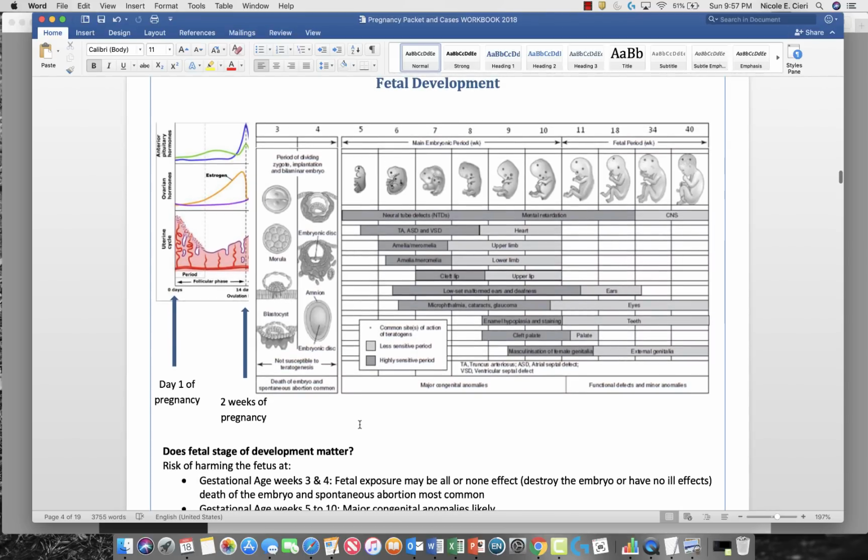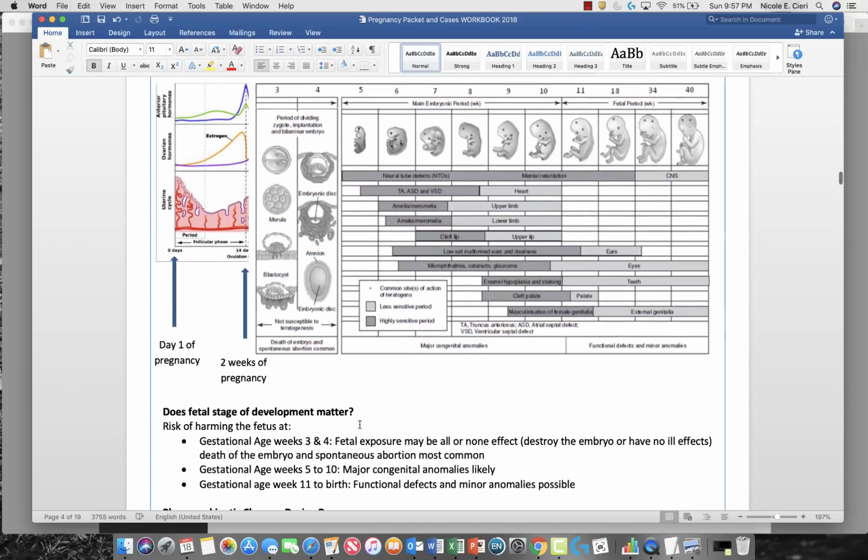The first thing we're going to talk about is fetal development, because this is very important in terms of medication use in pregnancy, what's being developed at what point during the pregnancy, and how that medication might affect the fetus. So does fetal stage of development matter? It does. It matters a lot. The risk of harming a fetus at weeks 3 and 4, as opposed to other stages, will be vastly different. Weeks 3 and 4 is a period of division.